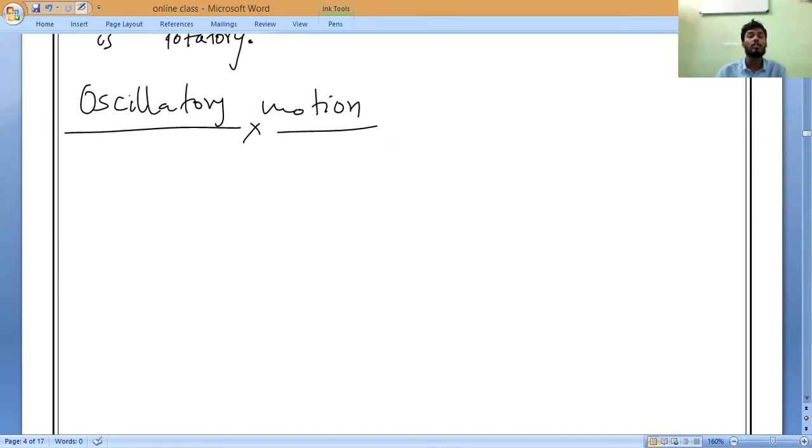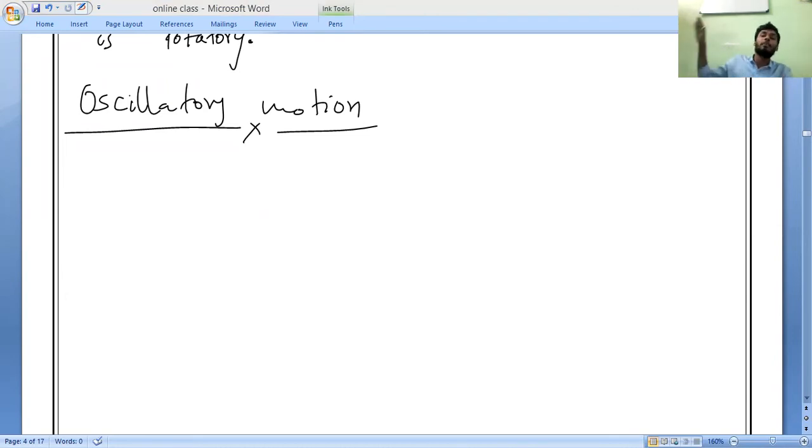To and fro motion, this to and fro motion we call oscillatory motion. If a periodic motion is within certain limits, what does periodic mean? Again and again it is repeating the same. Going forward, coming back, going forward, coming back. But that speed must be within certain limits. For example, if it is moving very fast, then it is called vibratory motion.